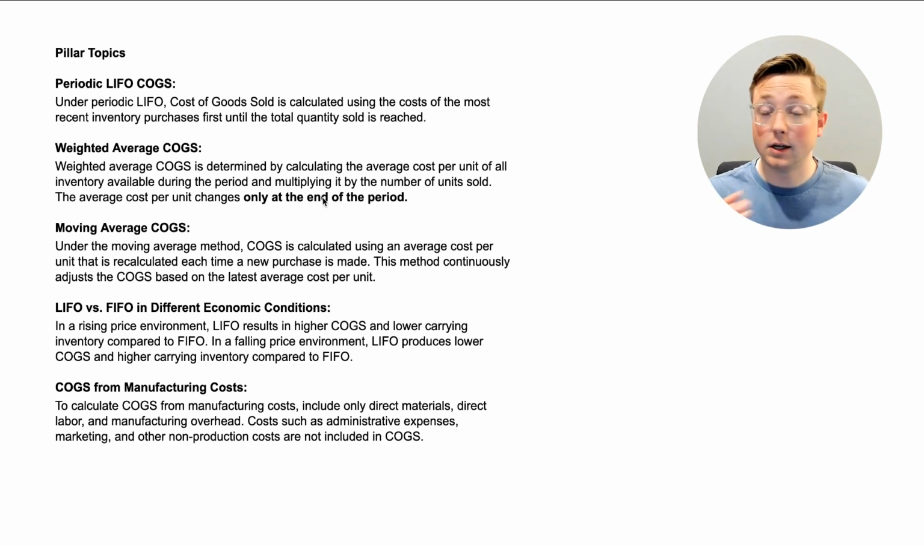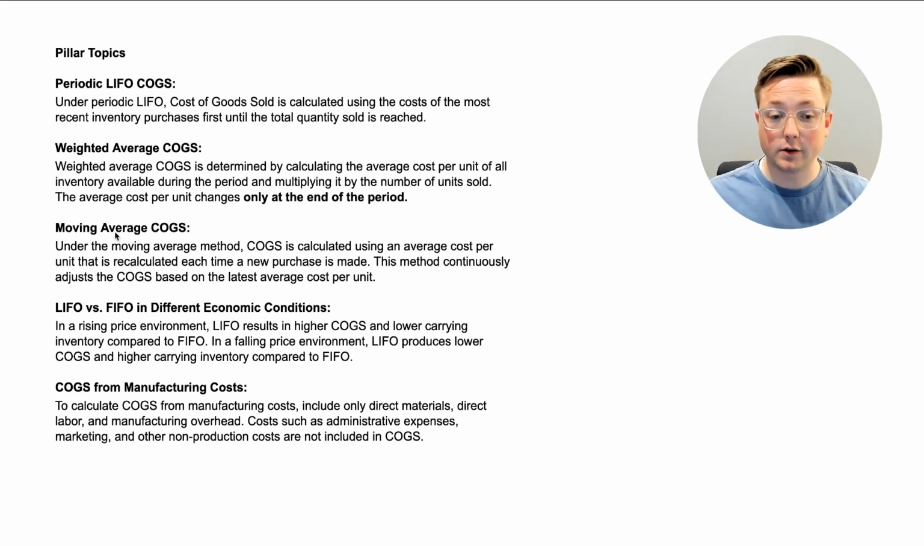Weighted average cost is another periodic costing method where it's all done at the end of the period. So you have to take into account all the inventory that there was, how much that inventory cost, and how many units there were. Divide the cost by the units, and that will give you the weighted average cost per unit, and then you multiply that by how many units were sold.